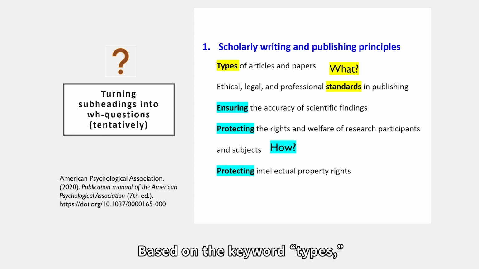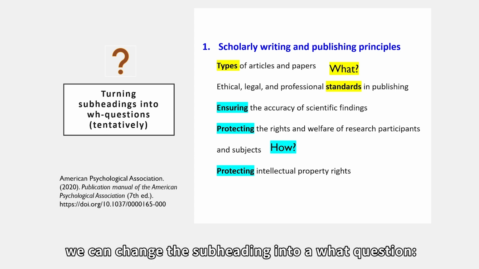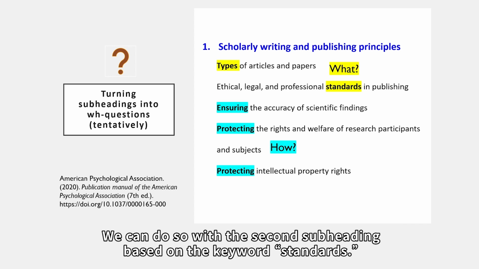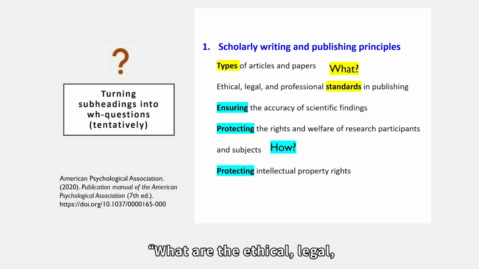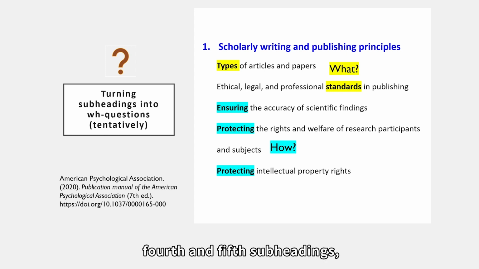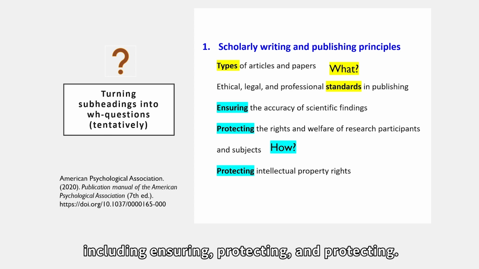Based on the keyword types, we can change the subheading into a what question. What are the types of articles and papers in scholarly writing? We can do so with the second subheading based on the keyword standards. What are the ethical, legal, and professional standards in publishing? As for the third, fourth, and fifth subheadings, they all start with a gerund, including ensuring, protecting, and protecting.